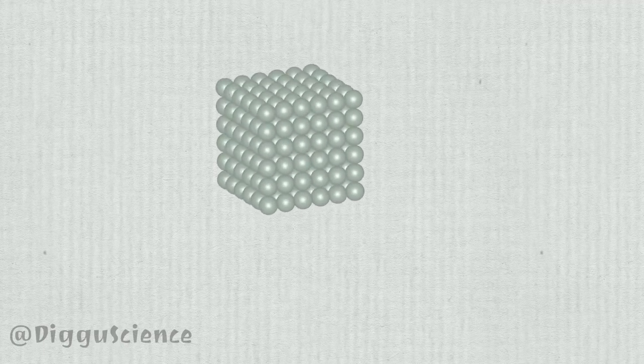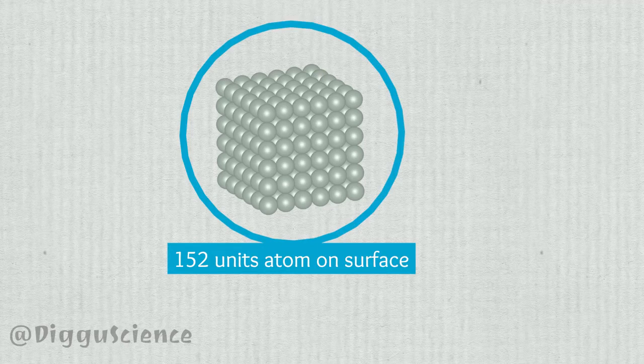A surface is microscopically composed of a number of atoms. So the atoms that carry out chemical reactions are the atoms on the surface of the cube, not those inside the cube. Currently, there are around 152 atoms on the surface of the cube.